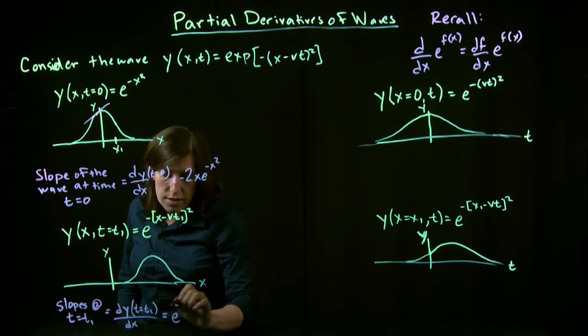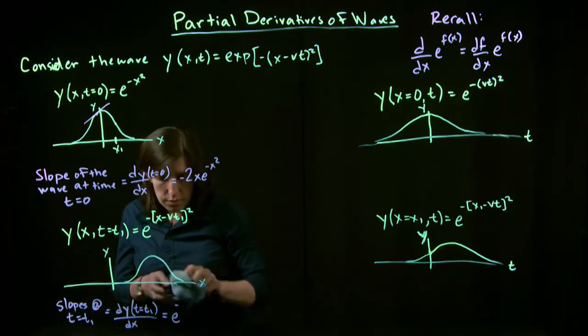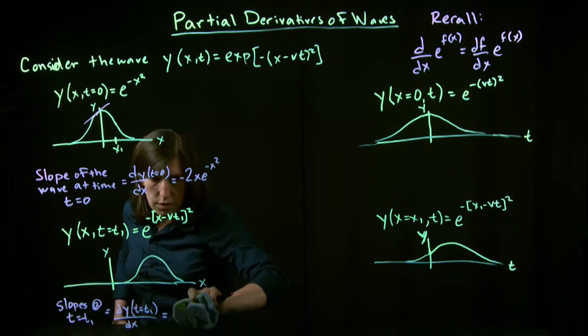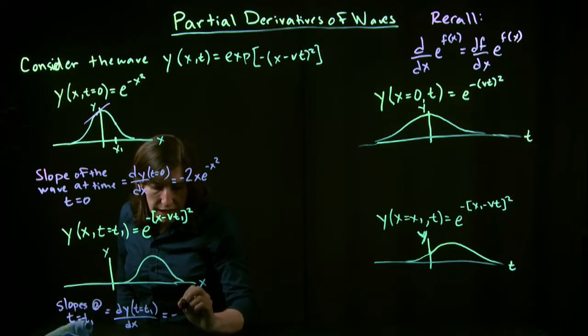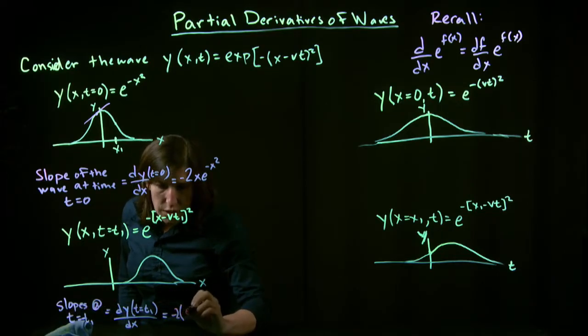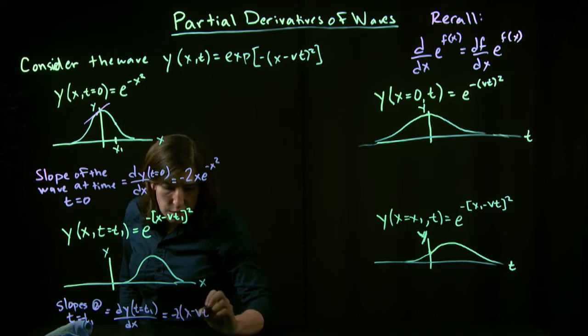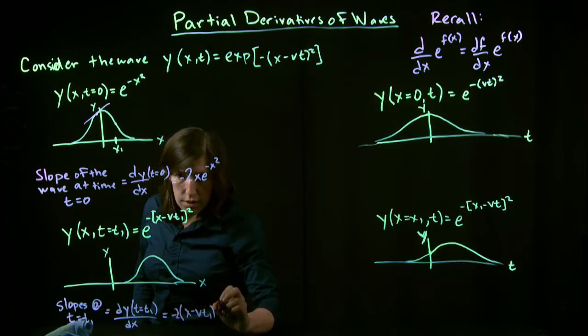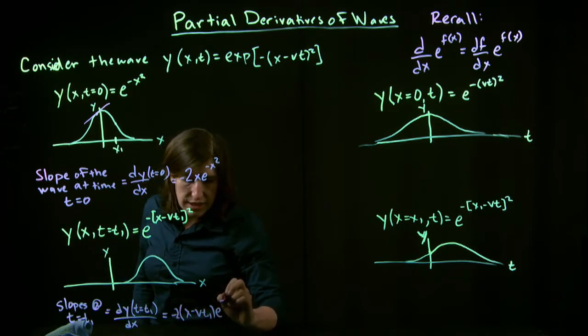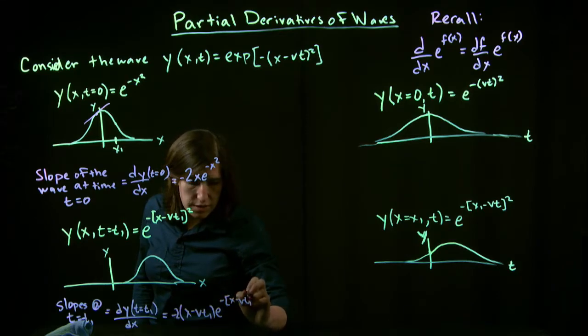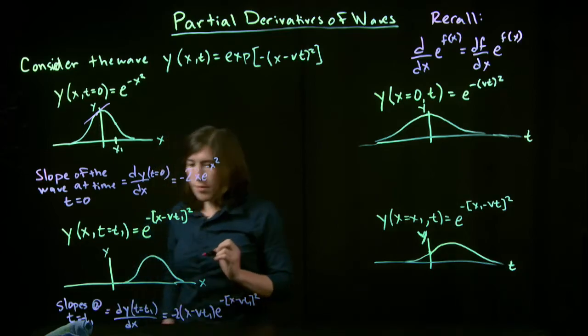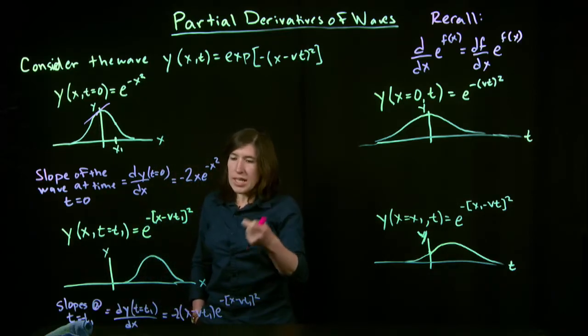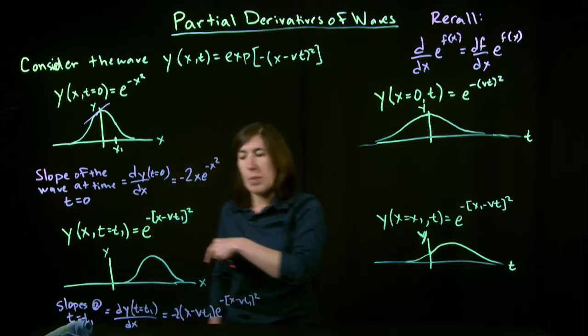this is given by negative 2 times x minus vt1 times e to the negative x minus vt1 squared. So this is some function that tells you about the slope at various points.